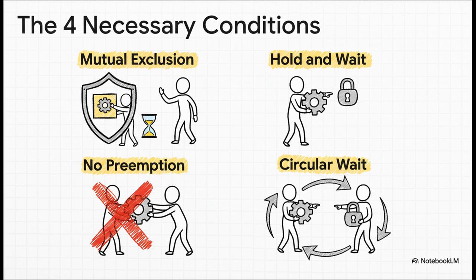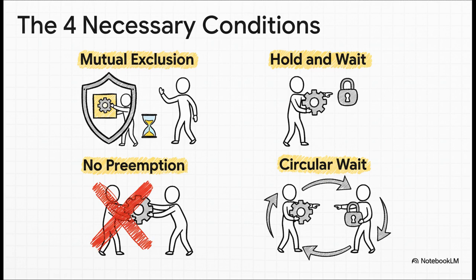Think of a single-person elevator. Only one person gets to use it. Second, you have hold and wait. This is where a thread is already holding on to at least one resource while it's trying to get another one. Third is no preemption. This one's important. It means you can't just snatch a resource away from another thread. A thread has to release what it's holding voluntarily.